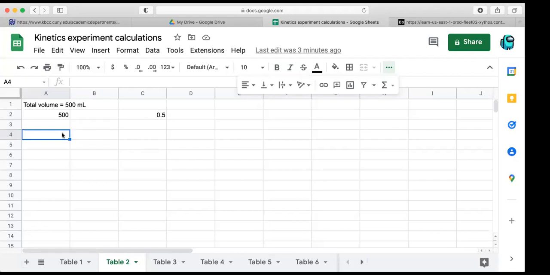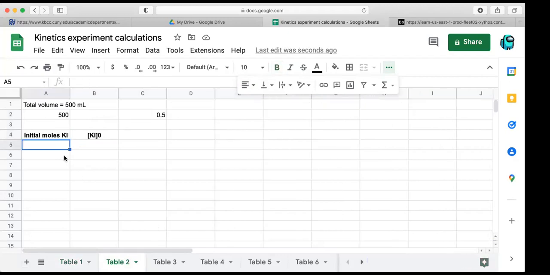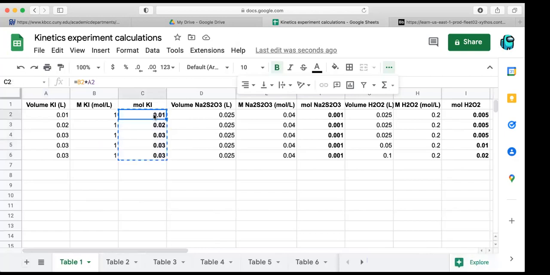Okay, so let's do initial moles of KI, and then concentration of KI 0. Let's go ahead and make it look a little prettier. There we go. Okay, so coming back to table 1, what did we have? Here's our initial moles right there. So I'm going to put those here. Oops, sorry, it didn't really like that, did it? All right.